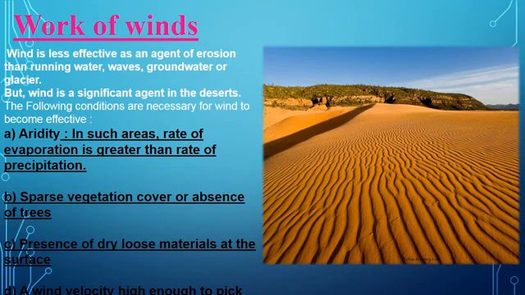Another factor is the presence of dry loose material at the surface. In the desert area, you can see that the sand is very smooth. In the coastal areas, you can see the sand is very loose. In such sand, the erosion takes place much faster. Then there is wind velocity high enough to pick up and move the sediments. The speed of the wind is so high when there are no obstacles in the desert area that it can pick up the sand in large amounts and deposit it somewhere else at a long distance.